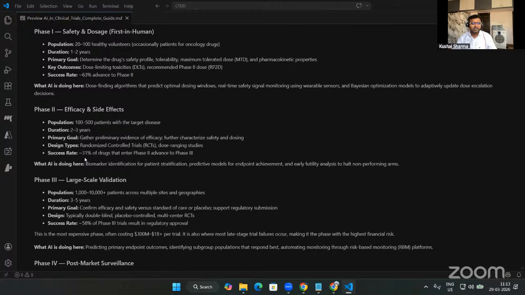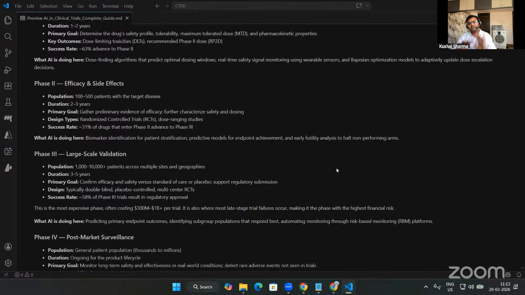The success rate is 31% of drugs that enter phase 2 advance to phase 3. What is the role of AI here? Biomarker identification for patient satisfaction, predictive models for endpoint achievement, and early futility analysis to halt non-performing arms.